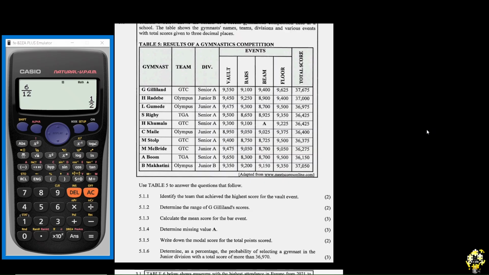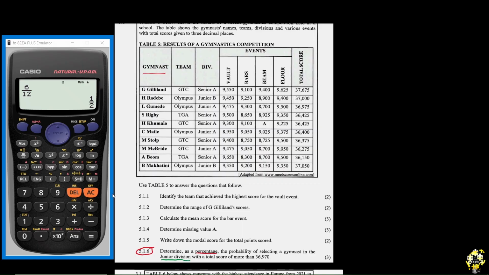Now, here we have another question, 5.1.6. The question is asking us, determine as a percentage. Now we are told. See? Now we are told the probability of selecting a gymnast. All of these names, they are all gymnasts. But here's a question. Which one? Doing what? Now, let's continue. In a junior division.